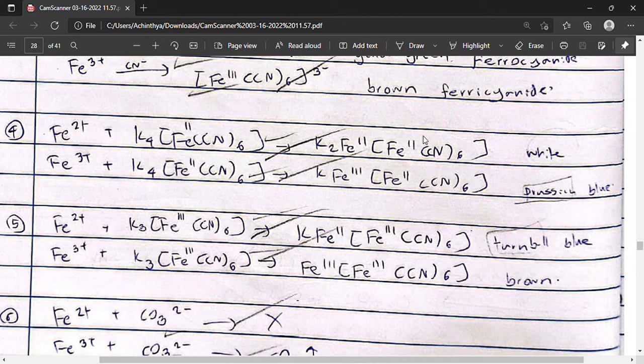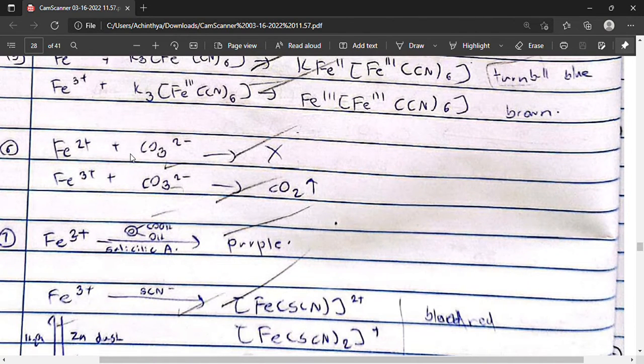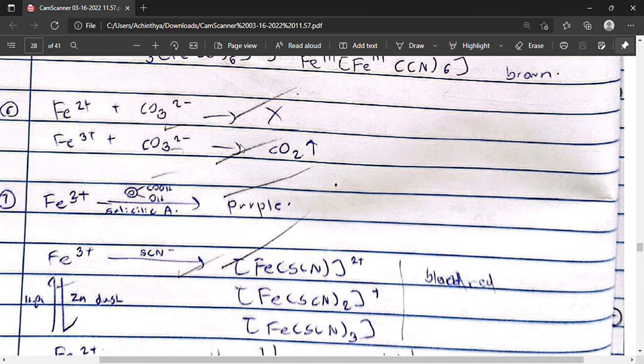As you can see, I have added the oxidation states of each of the ions in these complexes. Prussian blue and Turnbull blue both have the same formula. What makes them differ is the oxidation states of the ions. They have interchanged, as you can see. If we were to add carbonate ion solution into the ferrous and ferric ion solution, the ferrous ion solution shows no observation, while the ferric ion solution forms carbon dioxide.